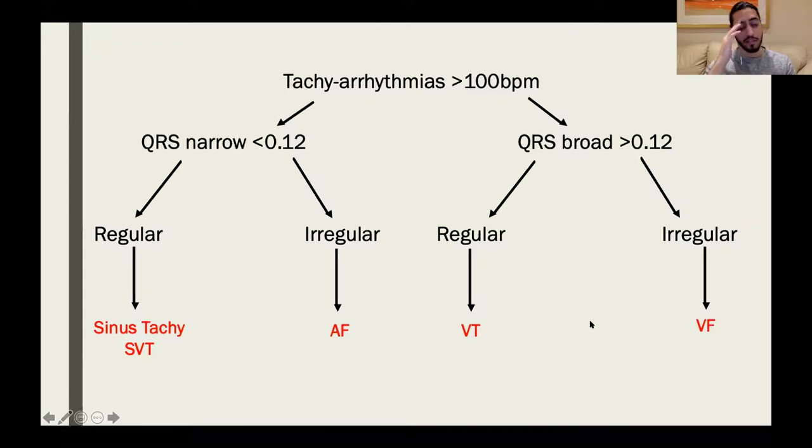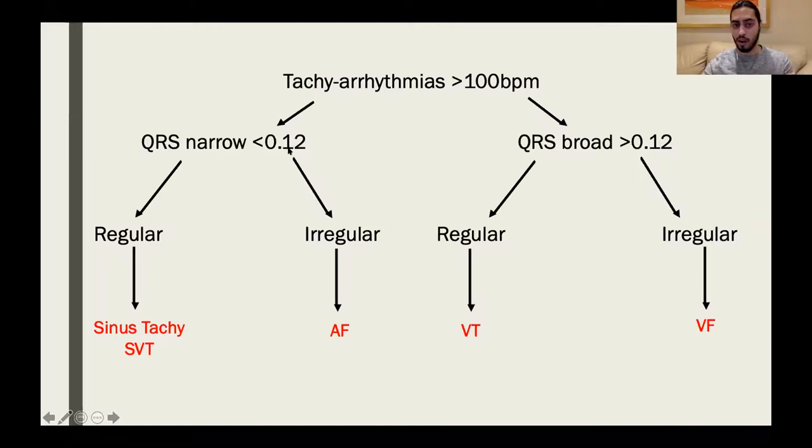Briefly, if you see anyone with a tachyarrhythmia, so anyone who's tachycardic over 100, the first thing I want you to do is check the QRSs. If it's a narrow QRS and it's regular, then you already know it's either sinus tachy or SVT. And how do we differentiate between those two? If the patient has P waves. If they're sinus tachy, they'll have P waves. If they've got an SVT, they won't have P waves.